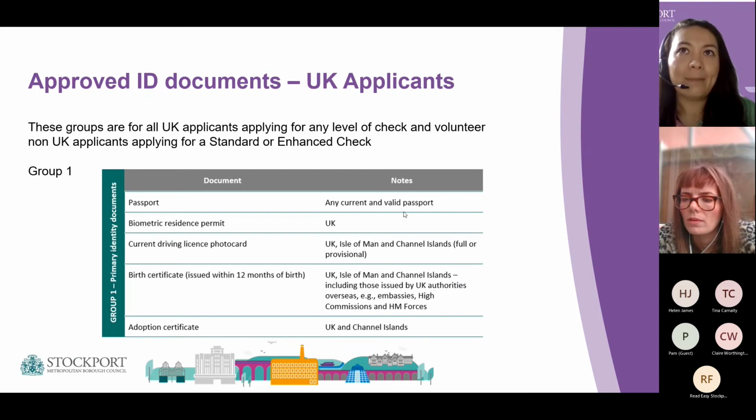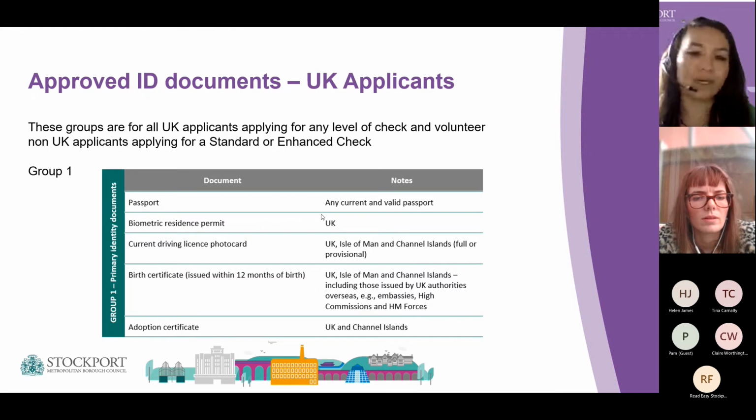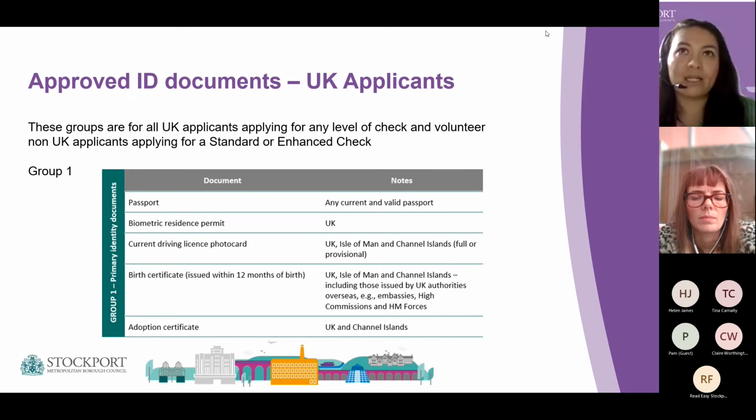With the passport, it can be any current and valid passport, but you need to remember that they need to be UK applicants. So if they've got dual citizenship, they have a UK passport and a Spanish passport, for example, they can provide the Spanish passport as part of a Group 1 document because they are a UK applicant.